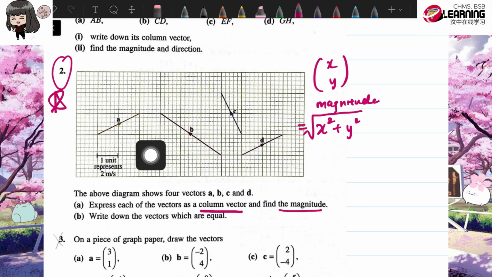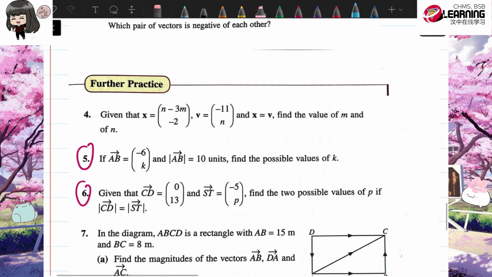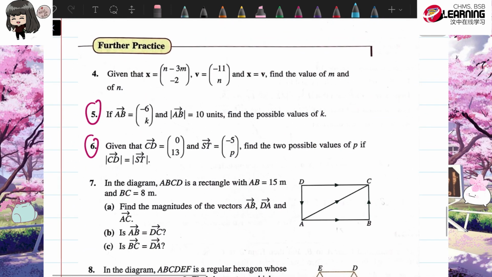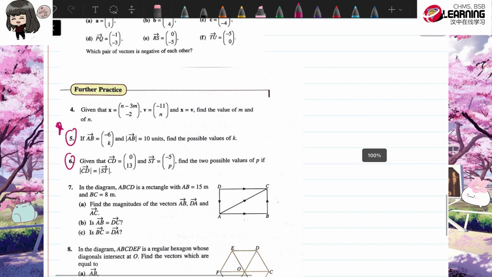I can tell you from the diagram given here, it's a very obvious one. This one and this one, they have the same vector. Why? Because the direction is the same. The arrow is also the same. Right? Okay. Number 2, you do as homework. And number 5 also as homework. But number 6, I will teach you how to do. And please copy this down, question number 6.